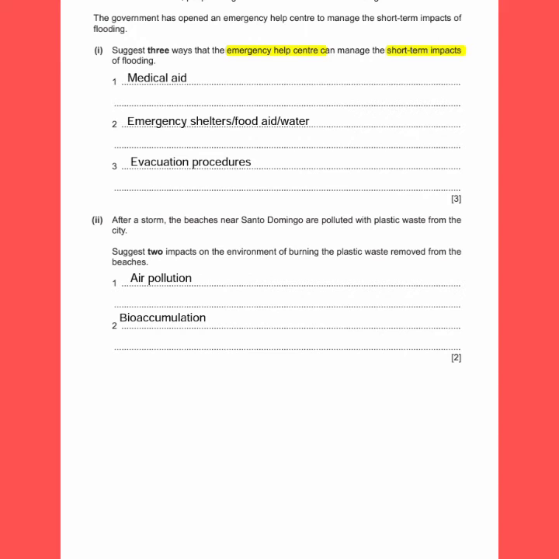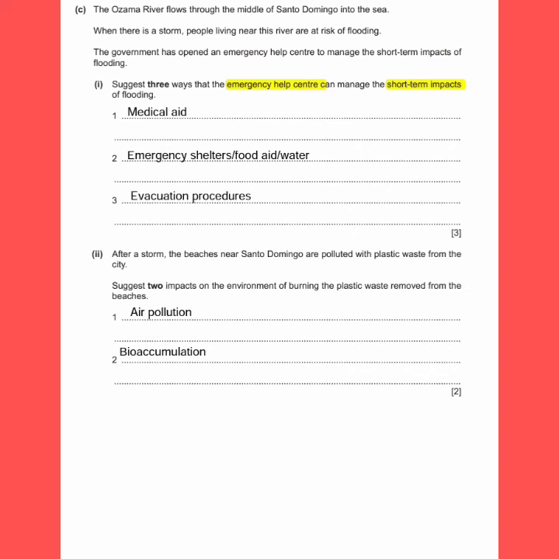Then after a storm, beaches near Santo Domingo are polluted with plastic waste from the city. Suggest 2 impacts on the environment of burning the plastic waste removed from the beaches, right? Okay, so if we're talking about burning, you have the idea that air pollution is going to be caused by this, right? And we also have the idea of bioaccumulation. Why bioaccumulation, you may ask? Because we have the idea of burning here. Then how is bioaccumulation coming? Because of the idea of microplastics, right?